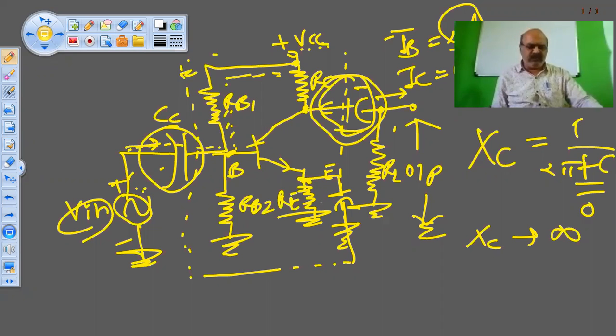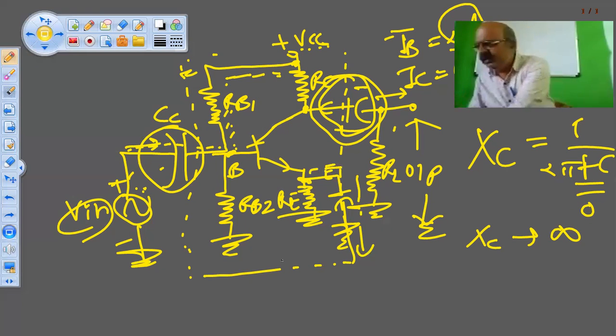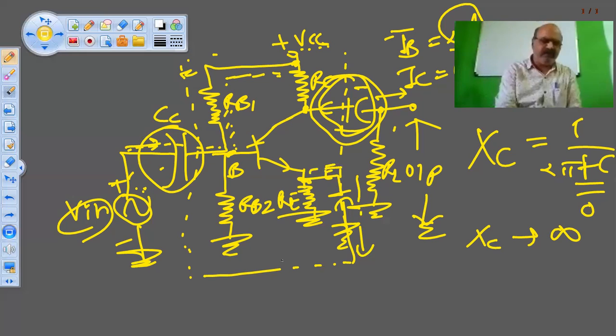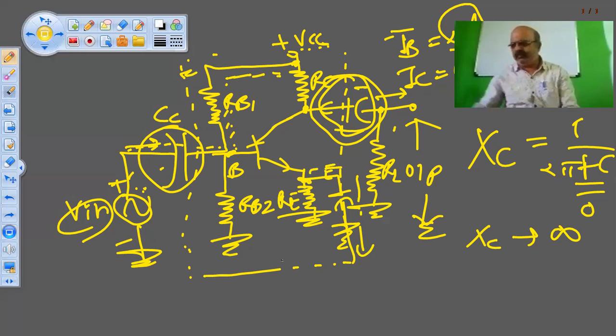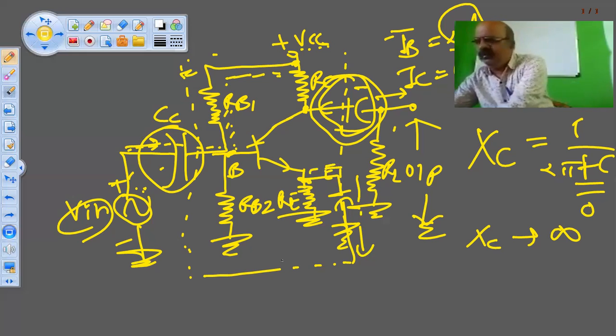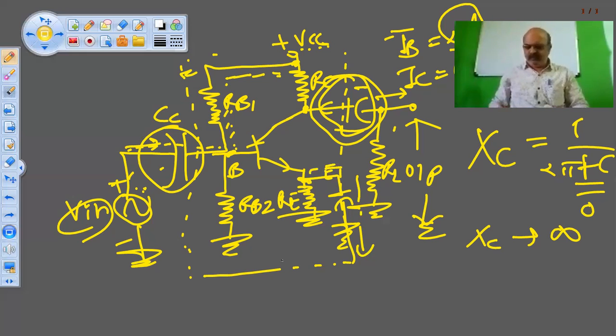But when you connect a capacitor across Re, whatever AC signal is there in the emitter side will be passed through the capacitor to the ground. That is called the bypassing of the signal. Signal is bypassed by the capacitor. So you can use one more capacitor here across the emitter.